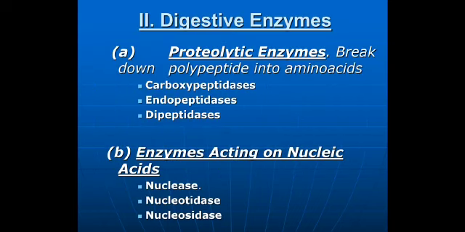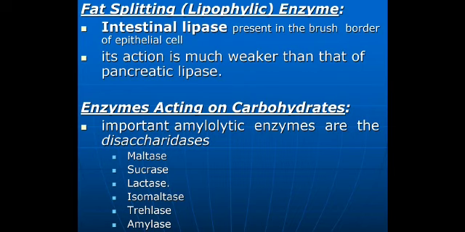The proteolytic enzymes are the carboxypeptidase, endopeptidase, and dipeptidase, which break down polypeptides into amino acids. Enzymes acting on the nucleic acids are the nucleases, nucleotidase, and nucleosidase. The lipolytic enzymes are the fat-splitting enzymes, the intestinal lipase present in the brush border of the epithelial cells. Its action is much weaker than that of pancreatic lipase. The carbohydrate-splitting or amylolytic enzymes are the maltase, sucrase, lactase, isomaltase, trehalase and amylase.